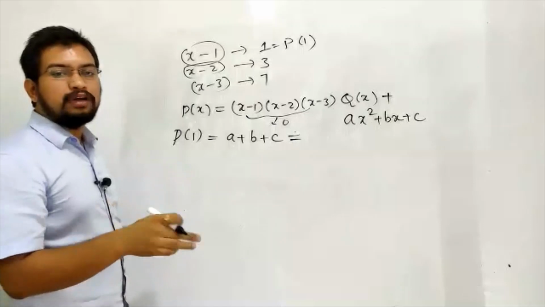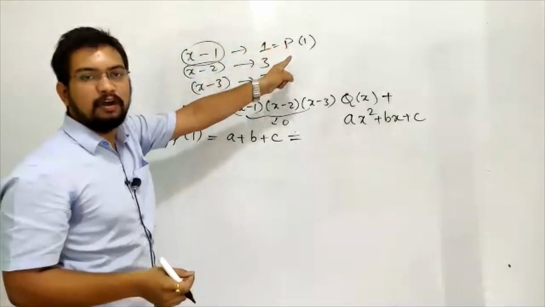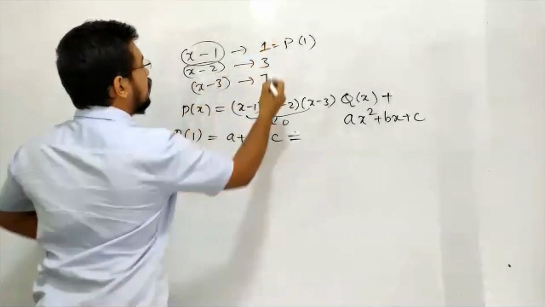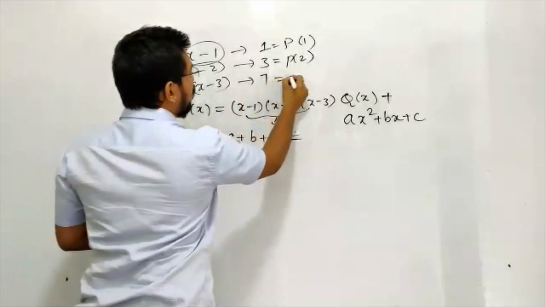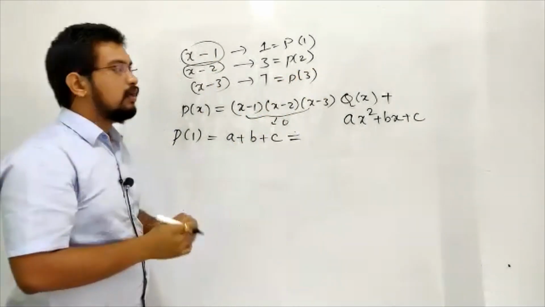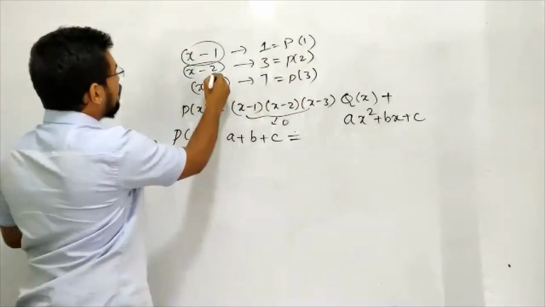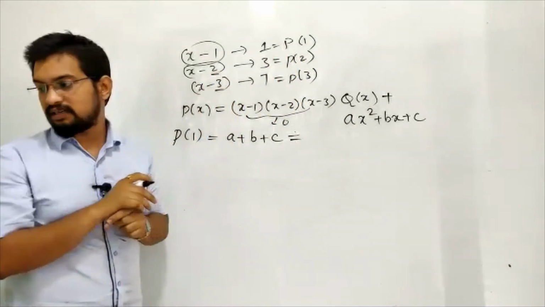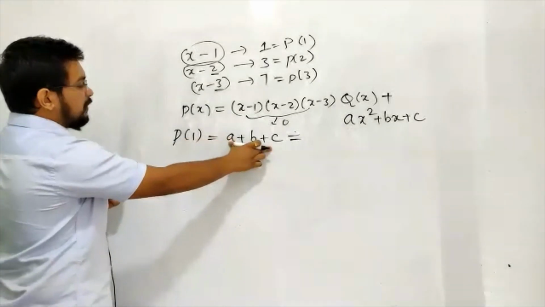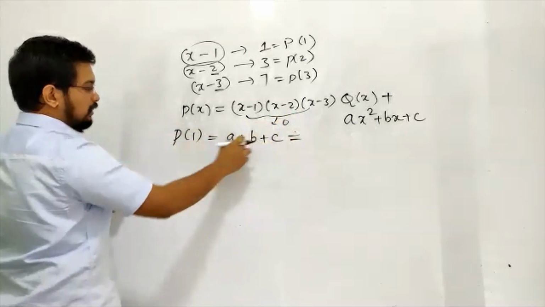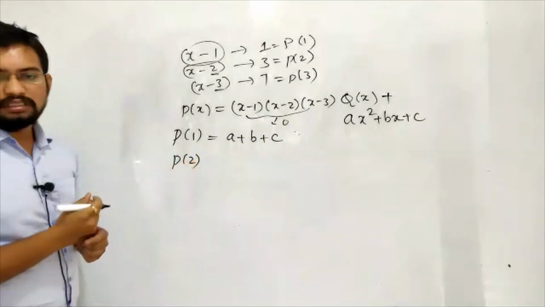X minus a to divide cheste remainder p of a. X minus 1 to divide cheste remainder enti p of 1. Remainder is nothing but p of 1. Here this is your value of p of 2, and here your value of p of 3, because it is divided with this factor. Now p of 1 is a plus b plus c. Similarly, what is p of 2?